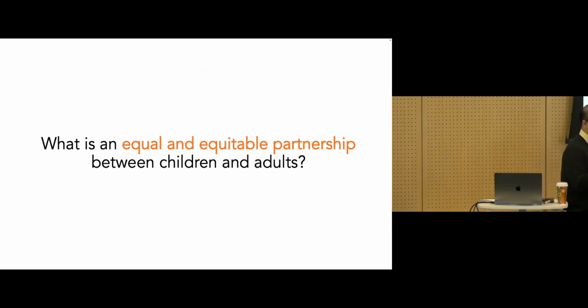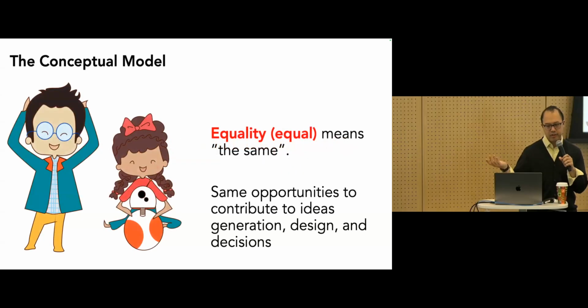I don't think it exists because children are children, adults are adults. There's this power struggle between them. I don't believe how this works, right? So we have to think about these sorts of terms when we think about participatory design, co-design with children. Equality means the same, right?